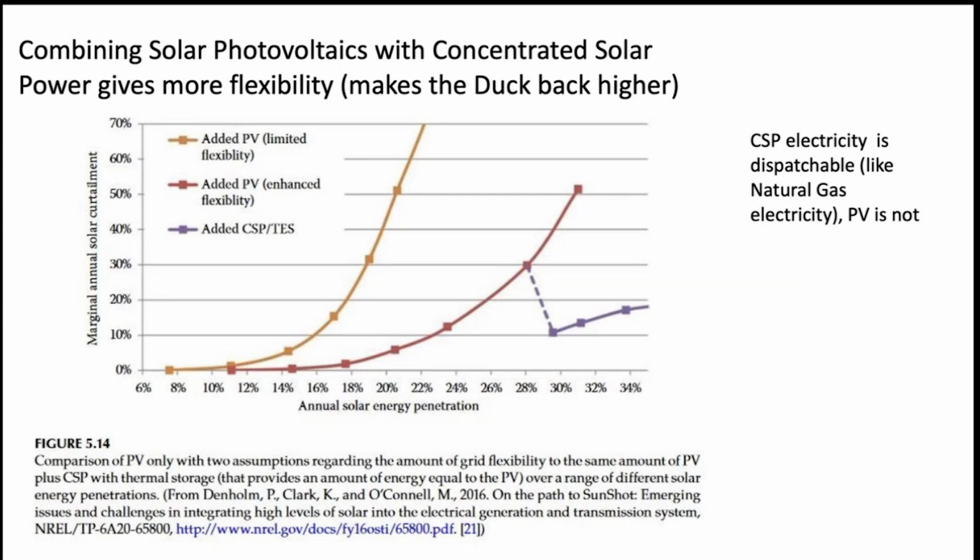But I just wanted to, in this electrical systems lecture, touch on the growing role of batteries, which we need to talk about more in detail later. So, combining solar photovoltaics with concentrated solar power gives more flexibility. So it makes the duck's back higher. The point is that concentrated solar power electricity is dispatchable like natural gas electricity, but photovoltaics are not. So that is an important consideration.